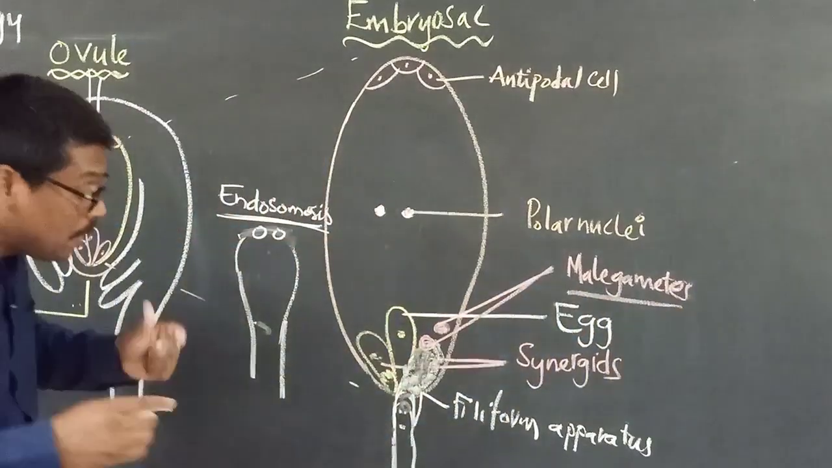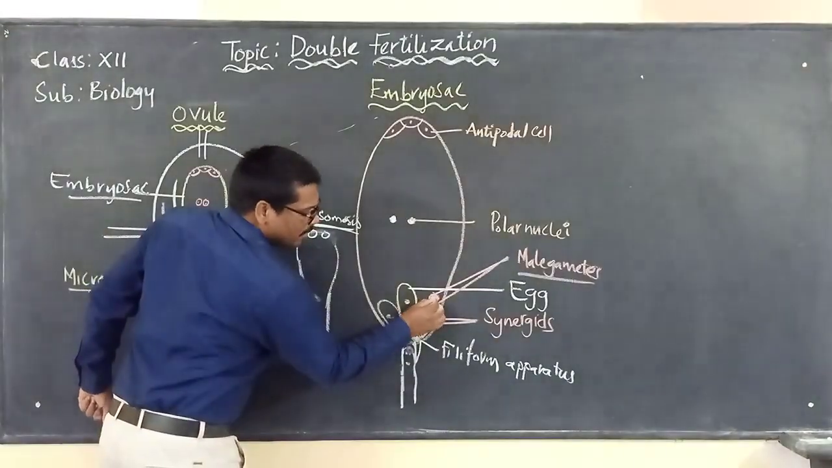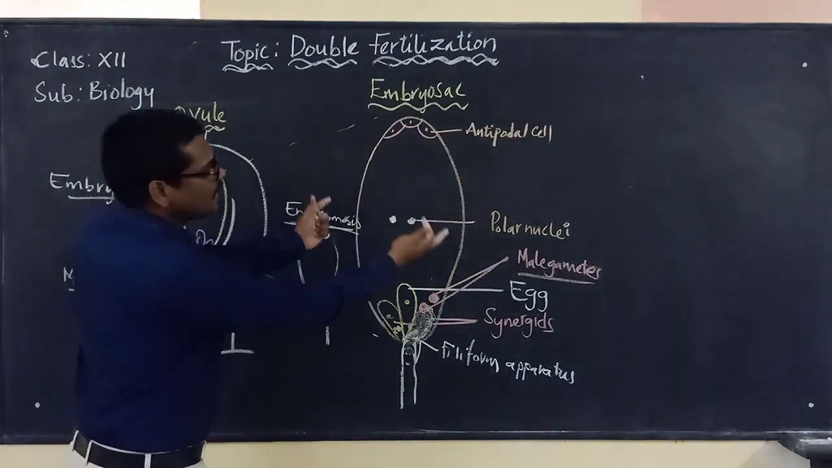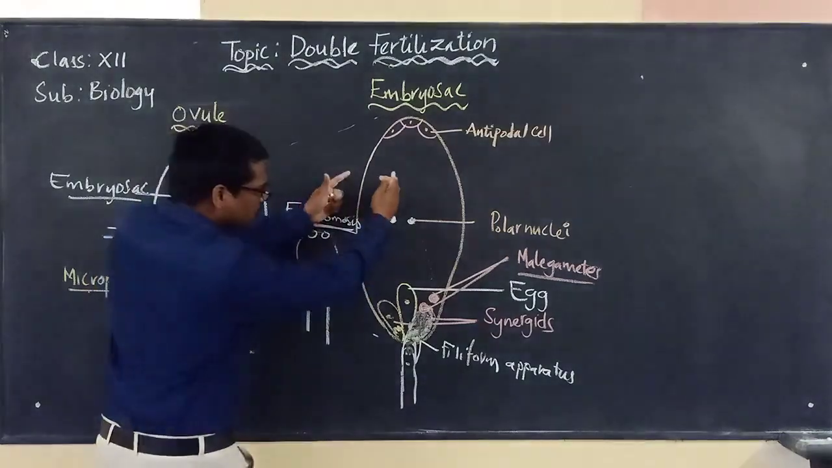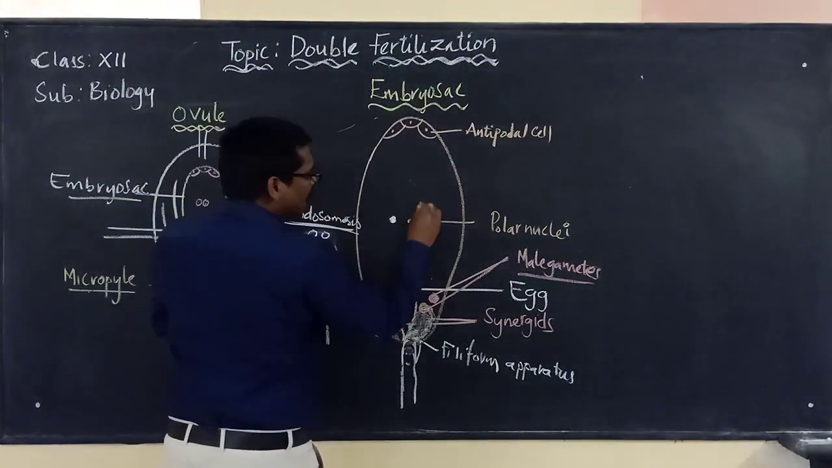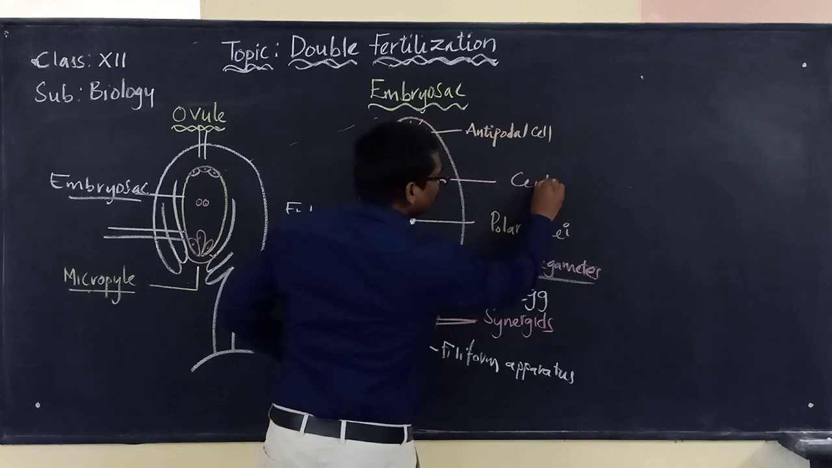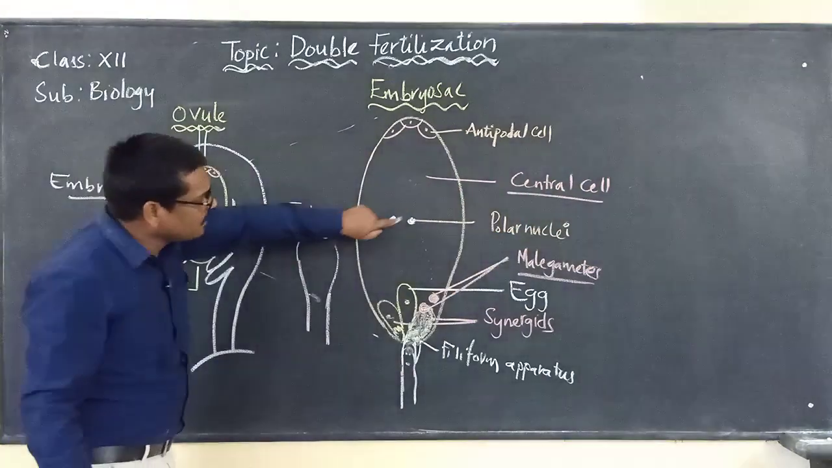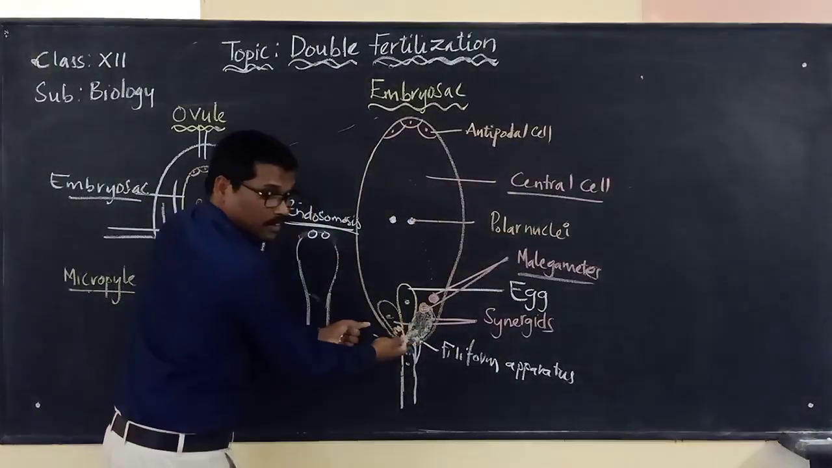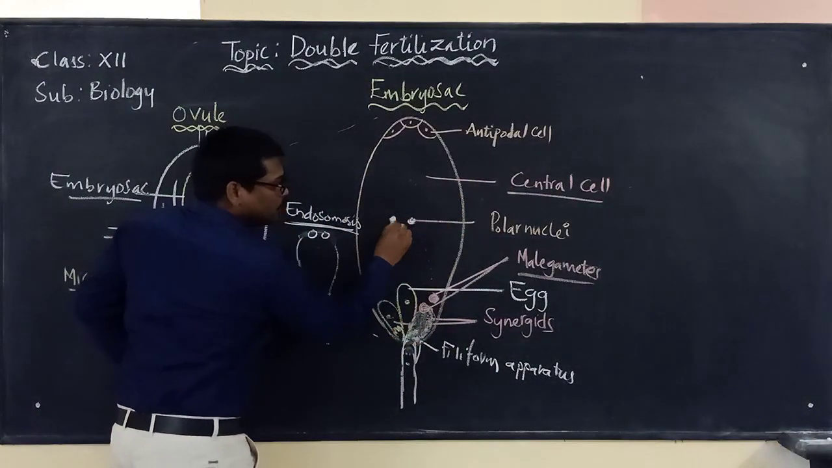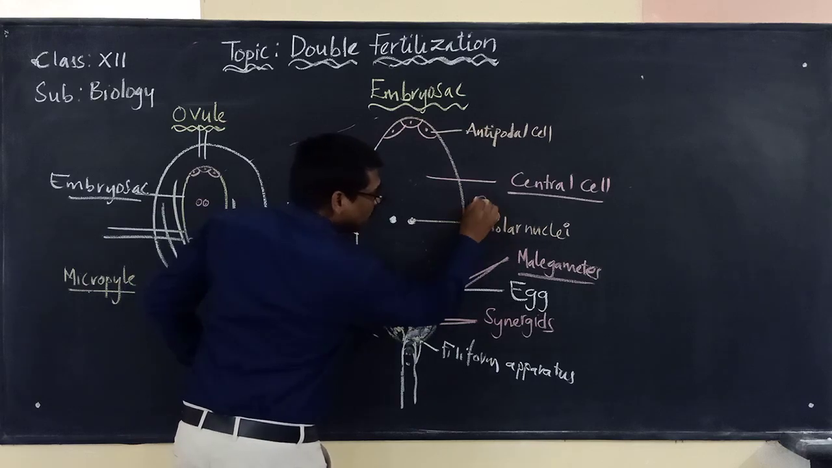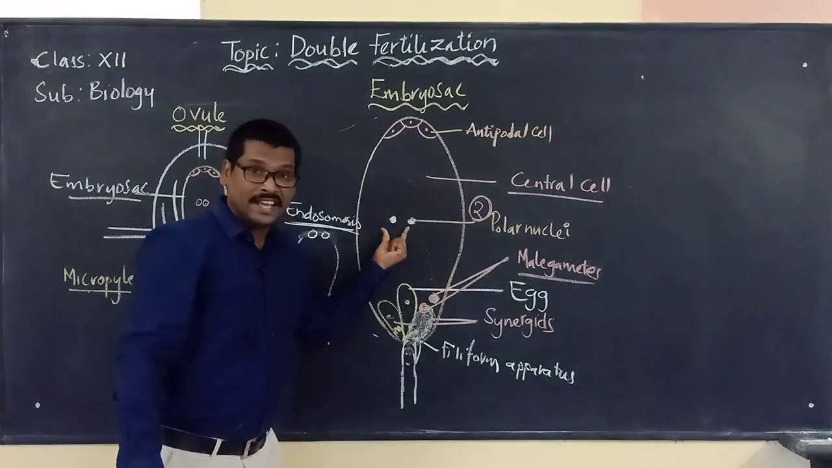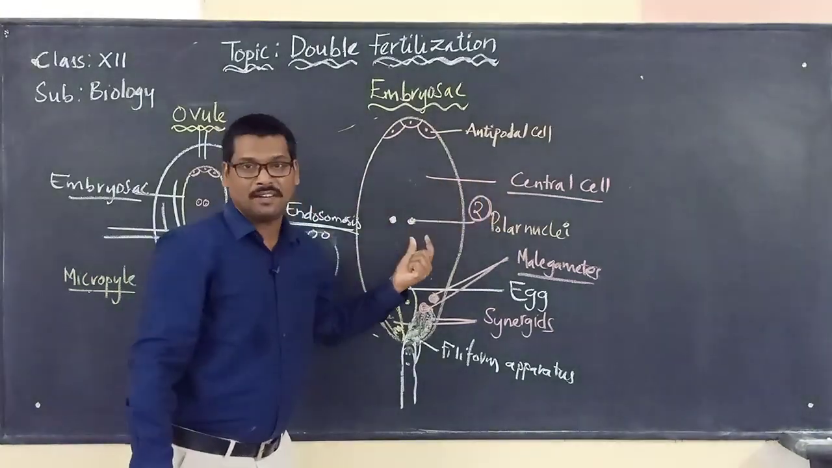So, by amoeboid movement, one of these starts moving towards the center of the cell. This we said as what? Embryo sac. Please remember, if you are seeing this embryo sac, this cell is called the central cell. In the central cell, how many nuclei are there? There are two polar nuclei. Very, very important. Please remember that. Two polar nuclei are present in the central cell.